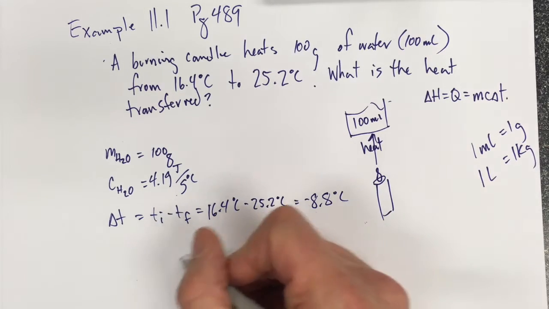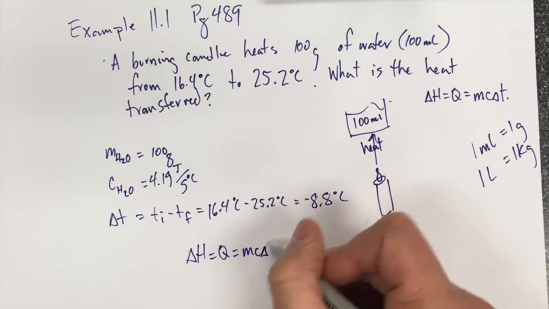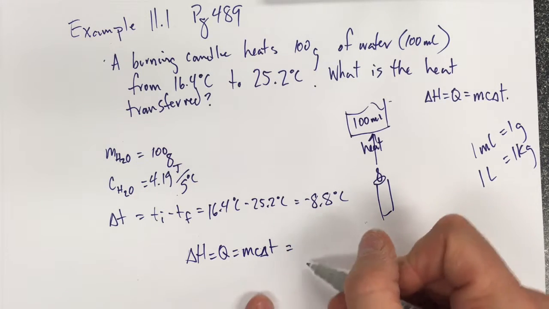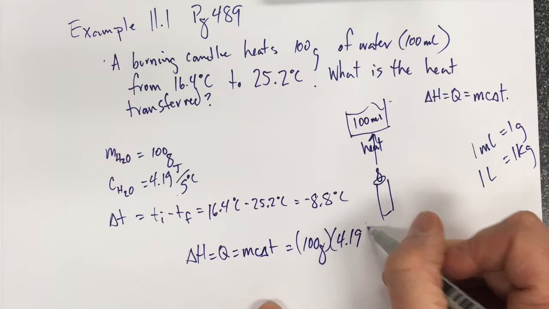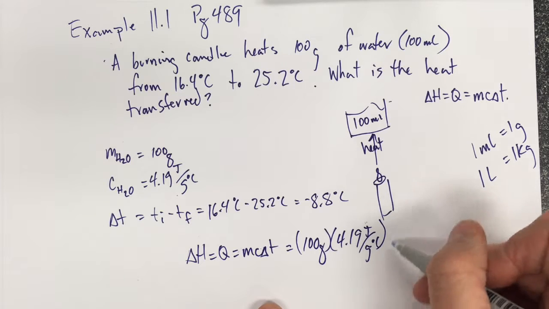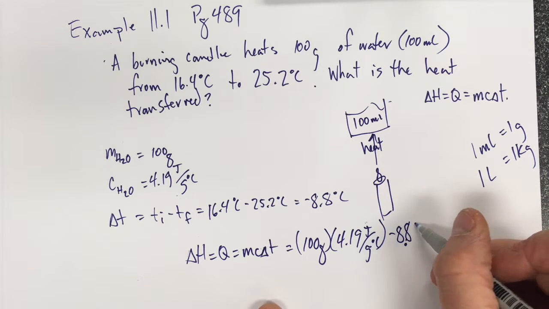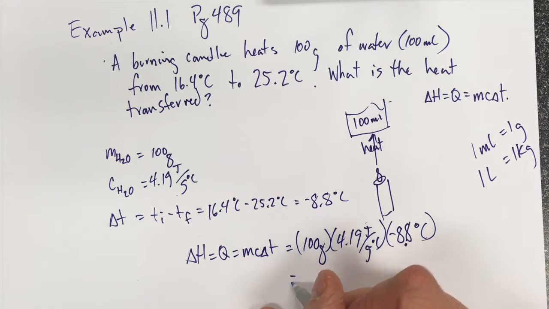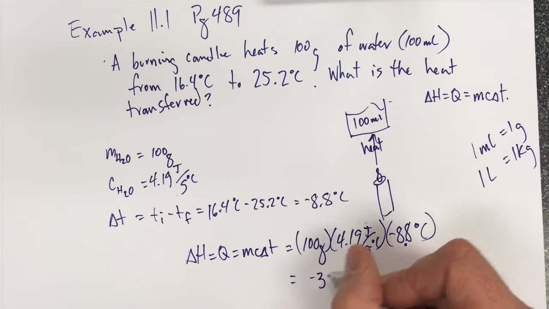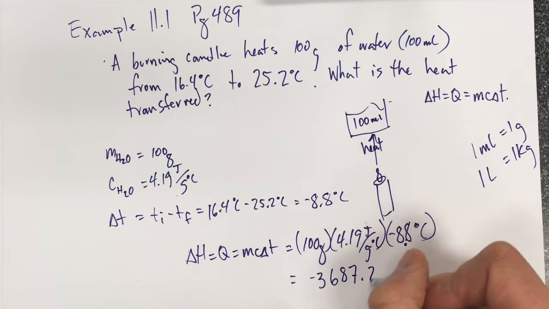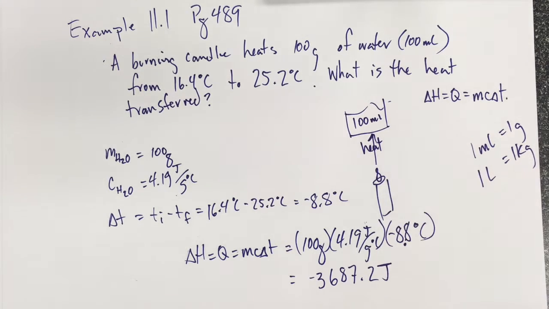So now Q, or delta H, equals Q equals MC delta T. I'm going to substitute into MC delta T. My mass of water is 100 grams. My specific heat capacity is 4.19 joules per gram degree Celsius. And my delta T is negative 8.8 degrees Celsius. Put this into my number cruncher, and I find out that I have negative 3,687.2 joules. That's what my calculator is going to tell me. Those are all the numbers.